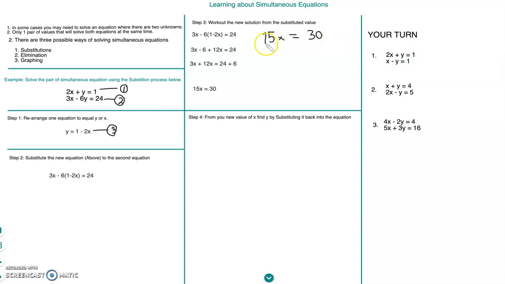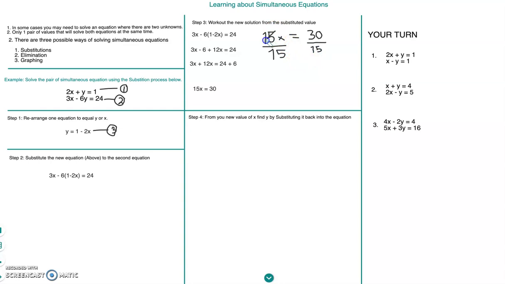Okay. So to be able to have x as the subject and x on its own, we need to divide it by 15. So we divide this by 15, and whatever we do to the left hand side, we must do to the right hand side. So we divide this also by 15.